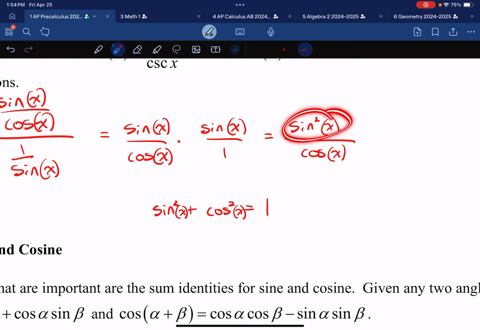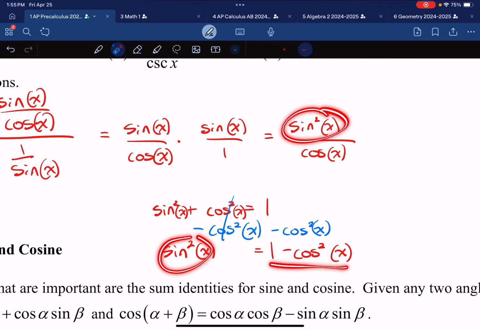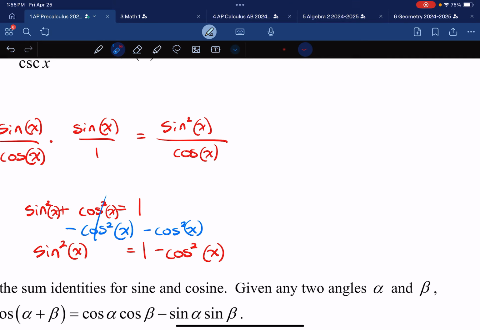So if I want to get rid of a sine squared, get this sine squared by itself and see what it's equal to. If I subtract a cosine squared of x on both sides, then those are gone, and you're left with this identity that says sine squared of x is equal to 1 minus cosine squared of x. So if this sine squared is also that 1 minus cosine squared, I can say now the top is 1 minus cosine squared of x. The denominator is just cosine of x.